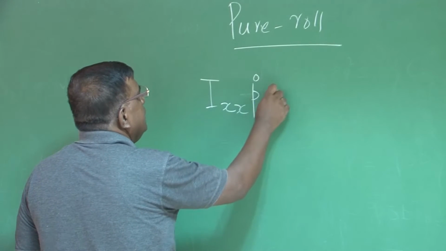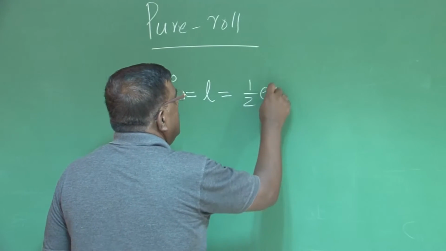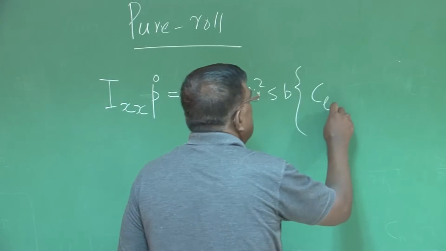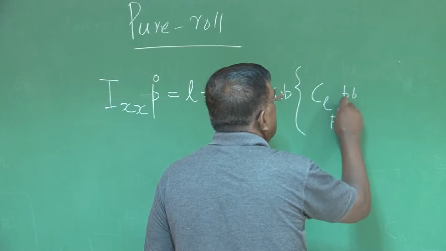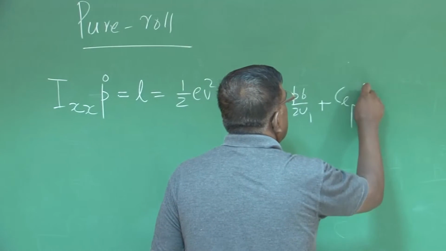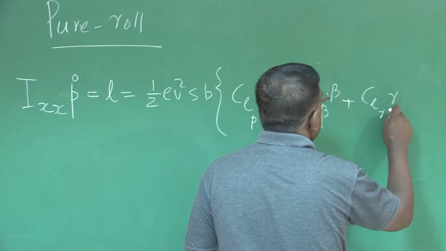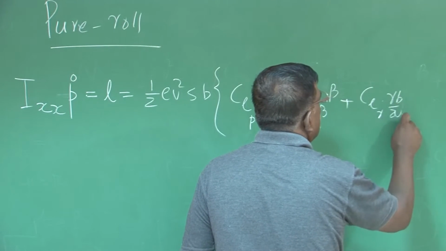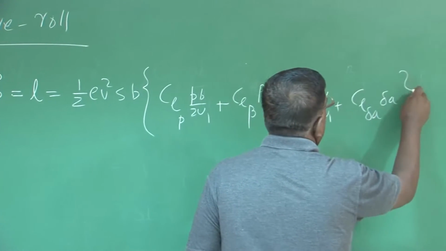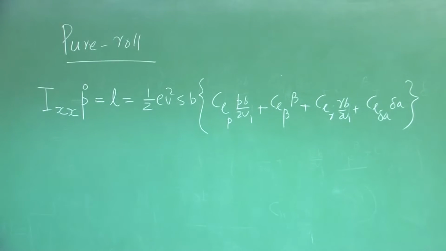So again, if I write the equation for that, this is rotation about the x axis, equal to the rolling moment, that is equal to half rho V square S b into C_L_p into p b by 2U1 plus C_L_beta into beta plus C_L_r into r b by 2U1 plus C_L_delta_A into delta A. This is a generic form, but you know it is a pure roll.